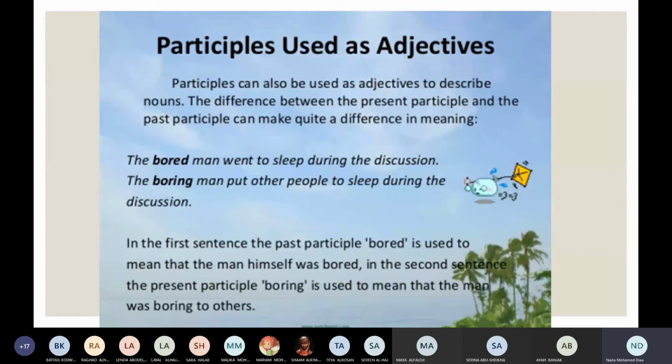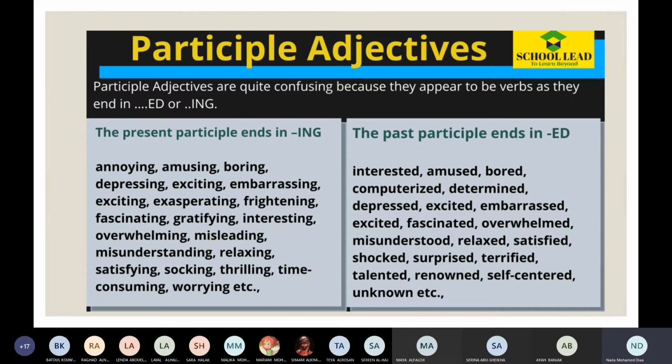Here, the bored man went to sleep during the discussion. The boring man put other people to sleep during the discussion. This is a point not written in your book, but I just want you to know, girls: when do I use the adjective ing and when do I use the ed? Okay, here, look at this picture.